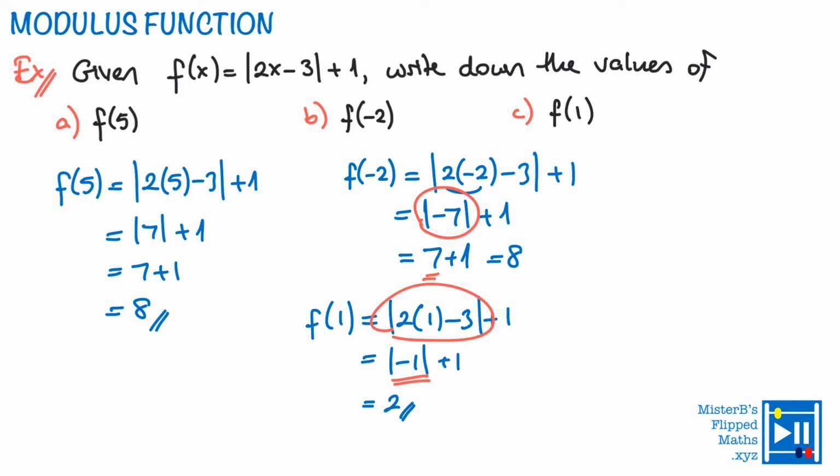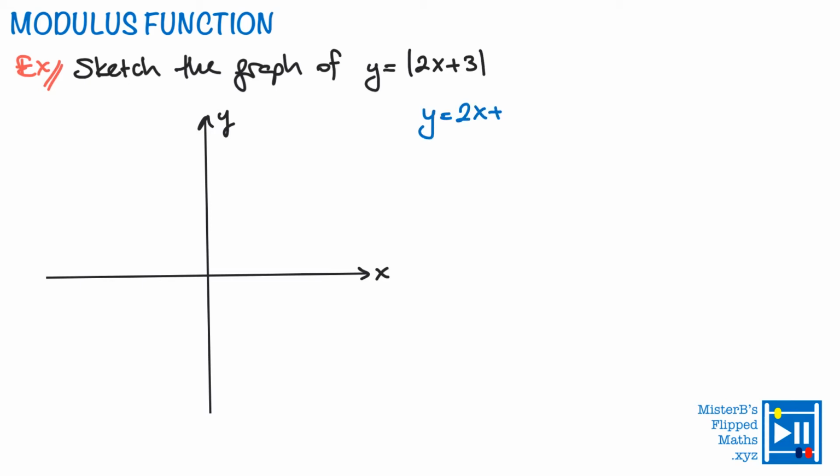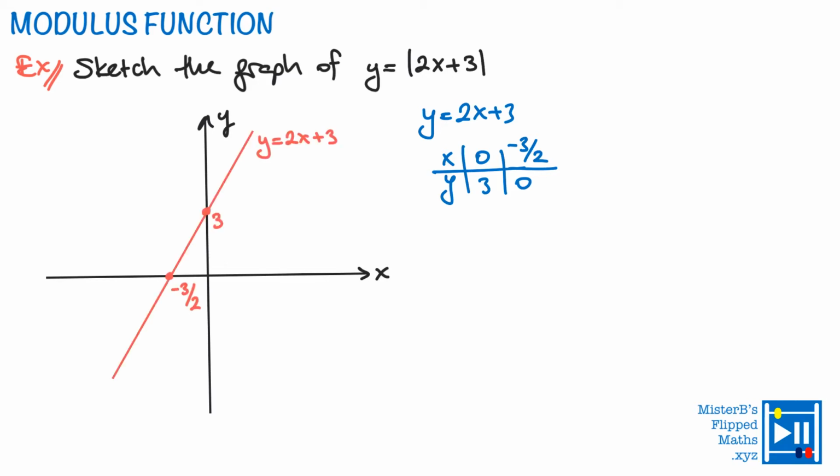Keep this in mind. Now let's look at how these graphs look. Let's sketch the graph of the function y equals the absolute value of 2x plus 3. Remember that this is just a sketch, so when you draw your graph, you only need to show wherever the graph cuts the axes. Those values are enough. So if I were to sketch the graph of 2x plus 3, I would simply make a table, plot the points and then join them. So this is the graph of y equals 2x plus 3.